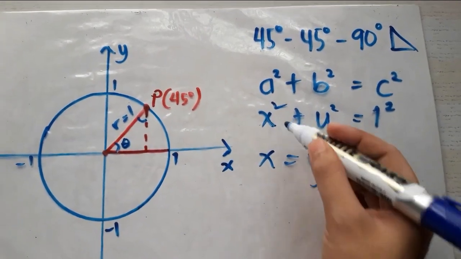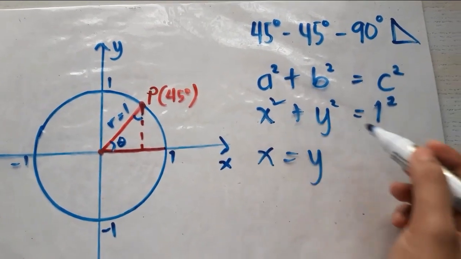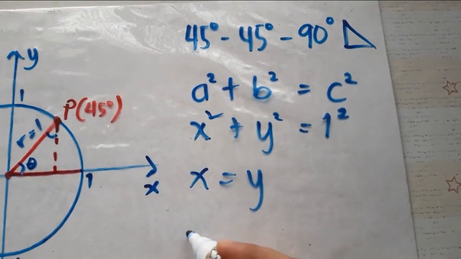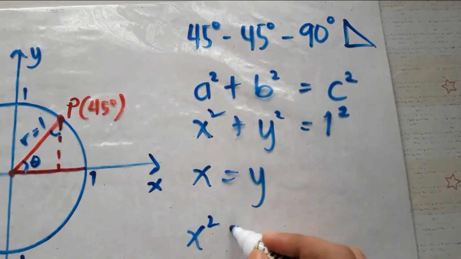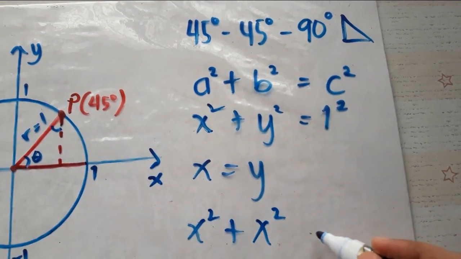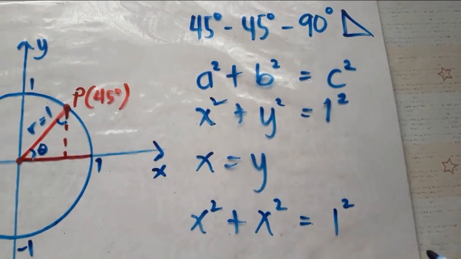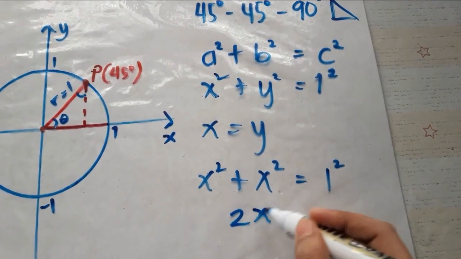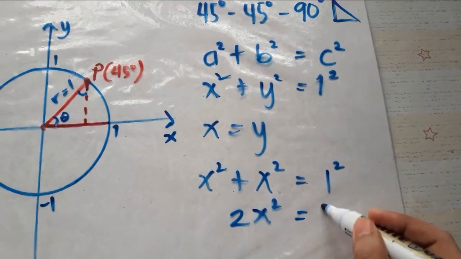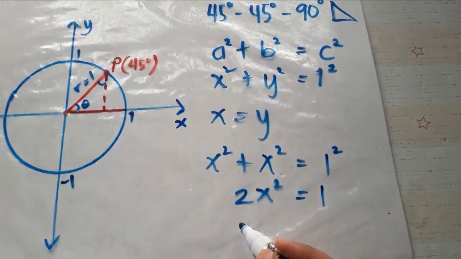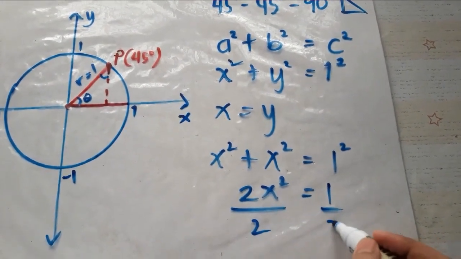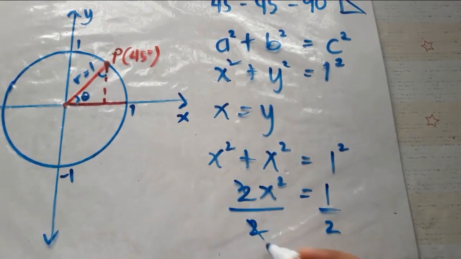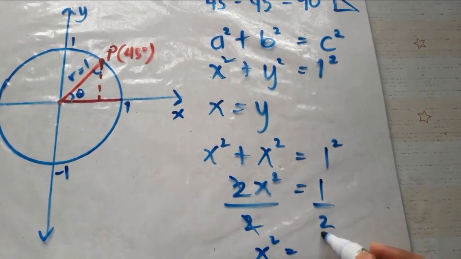Alright, so let's continue. Instead of using different variables, we'll use one variable instead. So let's use x. x squared plus x squared equals 1 squared. And then combine, so this becomes 2x squared equals 1 times 1 is 1. And then divide both sides by 2. We'll have x squared equals 1 half.